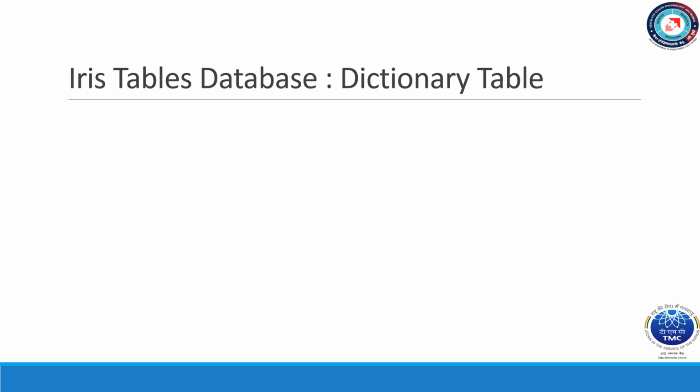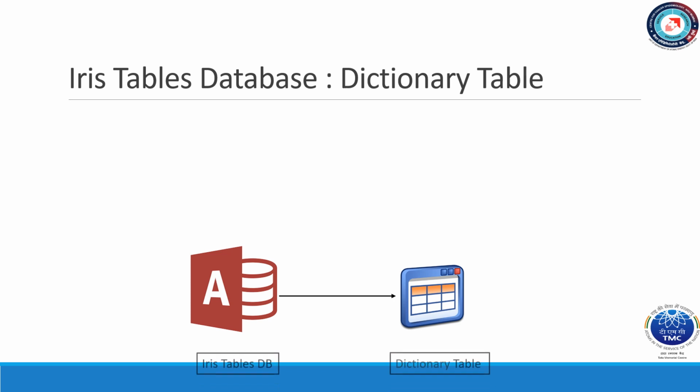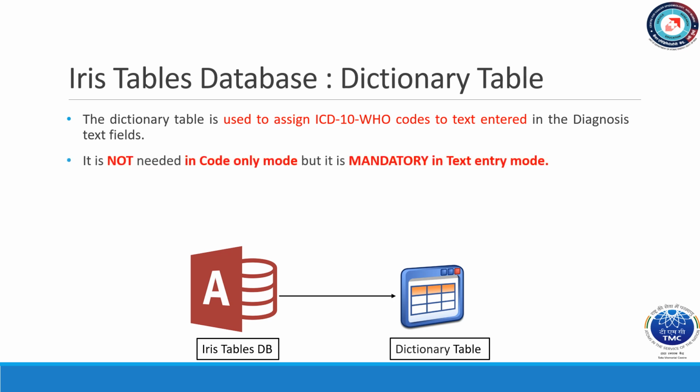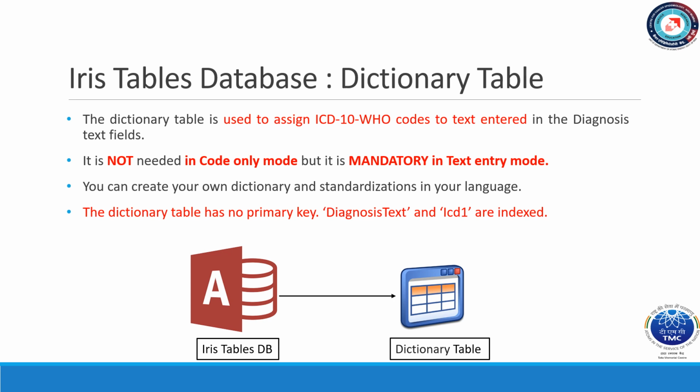Coming to the next table in the IRIS tables database, the dictionary table. The dictionary table is used to assign ICD-10 WHO codes to text entered in the diagnosis text field. It is not needed in code-only mode, but is mandatory in the text entry mode. You can create your own dictionary and standardization in your own language. The dictionary table has no primary key. The diagnosis text and the ICD-1 are indexed.